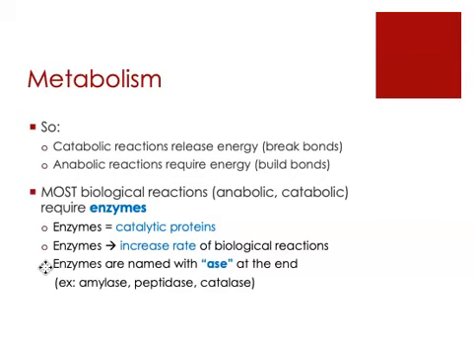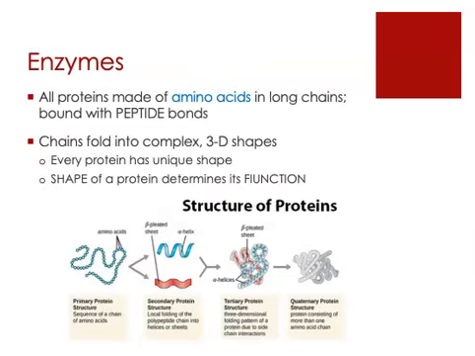And we can identify these critically important molecules just by looking at their name. I've mentioned to you before that if you look at the name of a molecule and it has an ASE at the end, you know that you're looking at the name of an enzyme. So things like amylase and peptidase and catalase, these are all enzymes. So enzymes are just proteins that happen to be capable of this thing called catalysis. They're capable of catalyzing metabolic reactions.